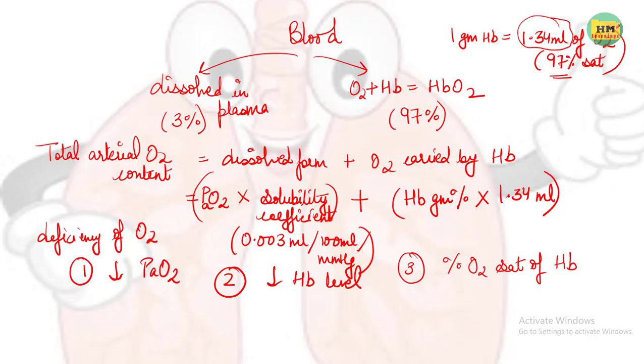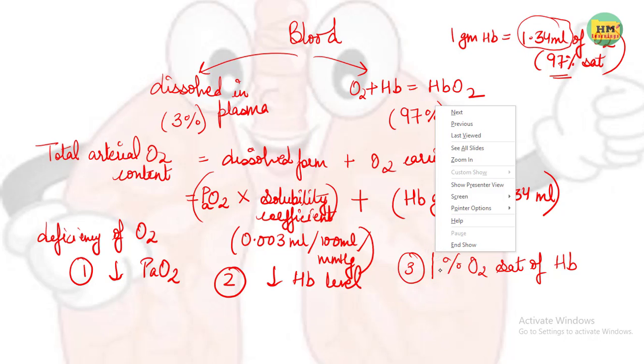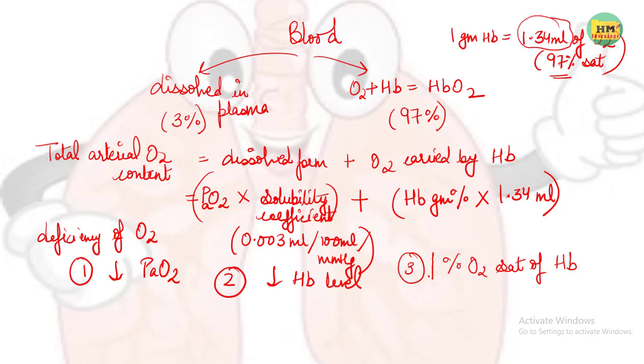If that saturation is decreased, then this 1.34 ml value will also get decreased. So the percentage of saturation of the hemoglobin also affects the total arterial oxygen content. If that is reduced, in that case what will happen? The total arterial oxygen content will also be reduced.